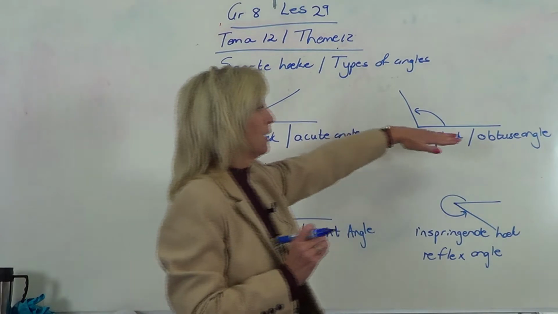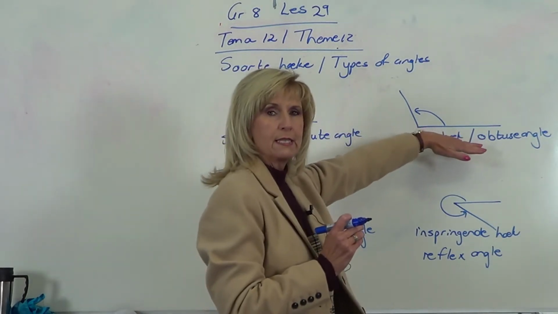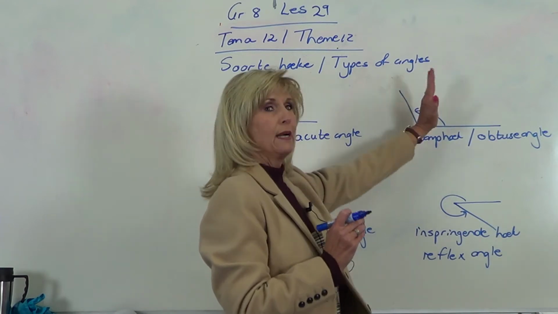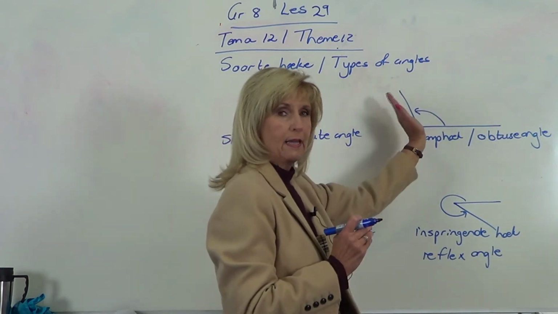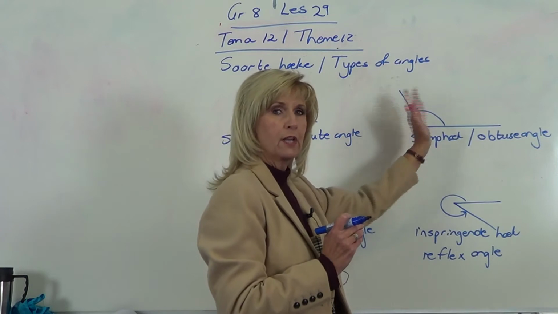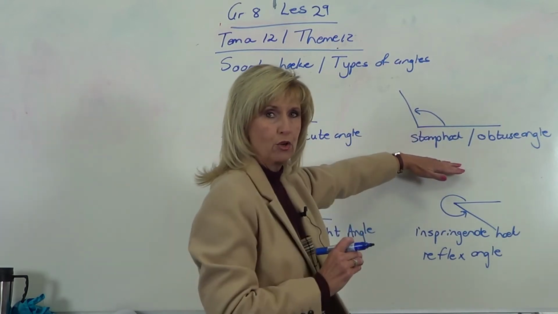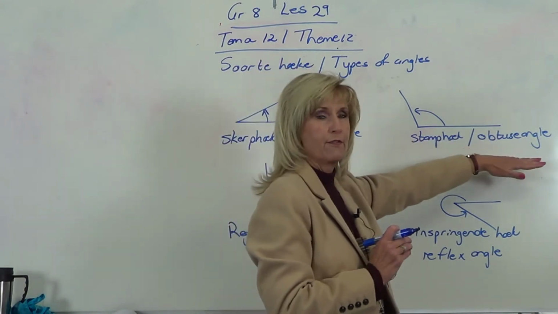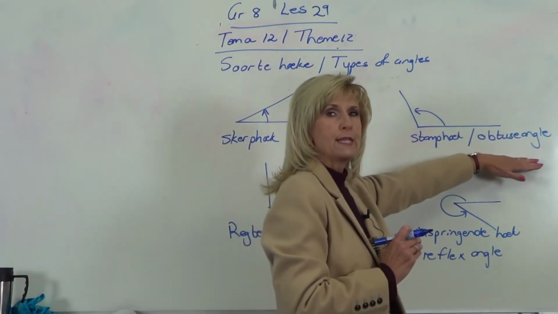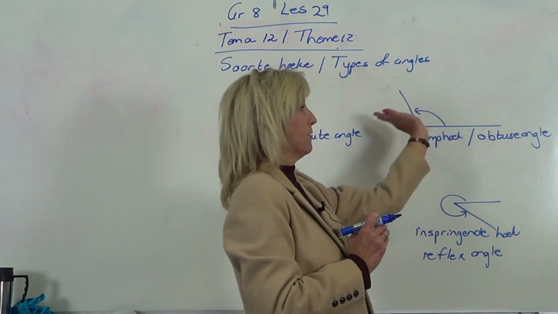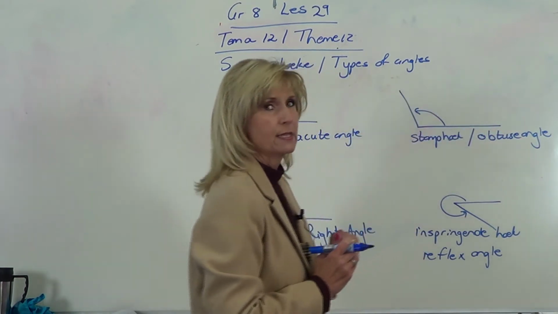Dan as die hoekie groter raak, if this angle gets a little bit bigger, it's more than 90 degrees, between 90 and 180, tussen 90 en 180, dan noem ons hom 'n stomphoek. So you have to write everything down in your script. Jy moet al in jou skrif neerskryf. So we call this an obtuse angle. If the angle is between 90 and 180.